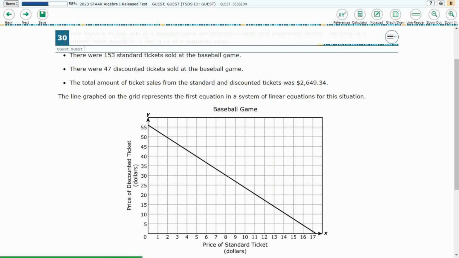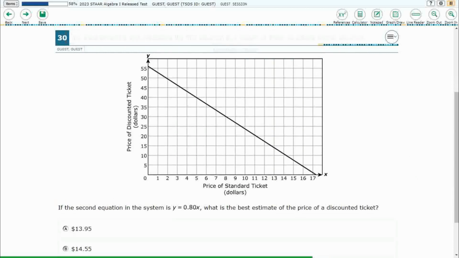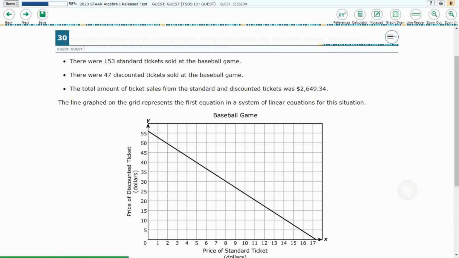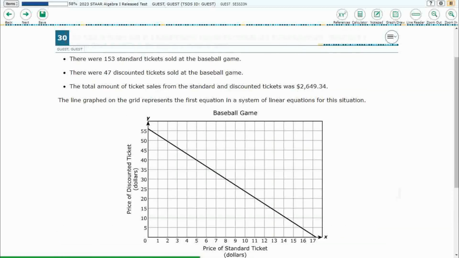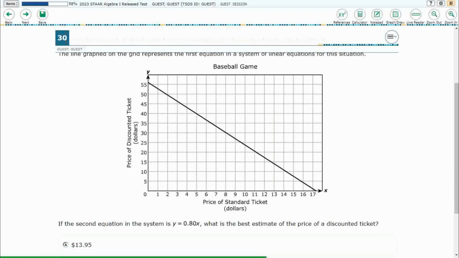The line graphed in the grid represents the first equation in a system of linear equations. So that's going to be big for us, that it's a system of linear equations. The second equation is y equals 0.80. What's the best estimate of the price of the discounted tickets? We know that the discounted tickets are 80% of the standard ticket, but we don't know the price. There are a few different options for solving this.